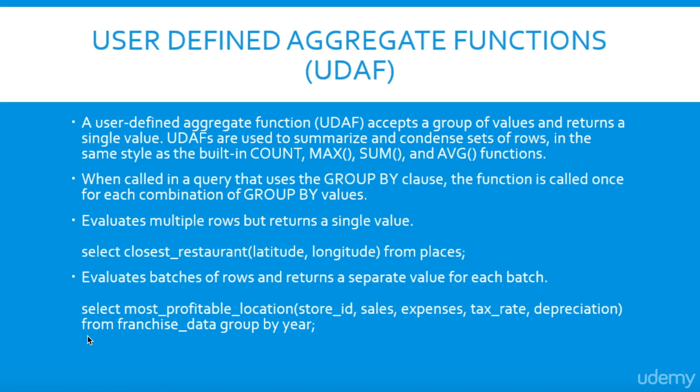See the example for closest restaurant. It evaluates batches of rows and returns a separate value for each batch. Example of most profitable location here.